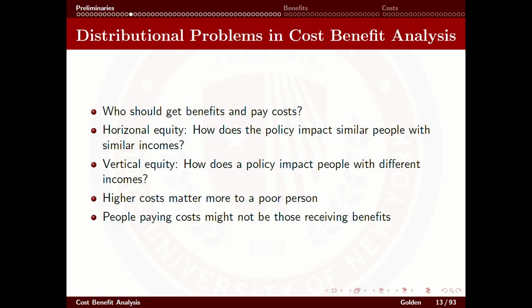So just problems in cost-benefit analysis: who should get benefits and who should pay costs? You have horizontal equity.